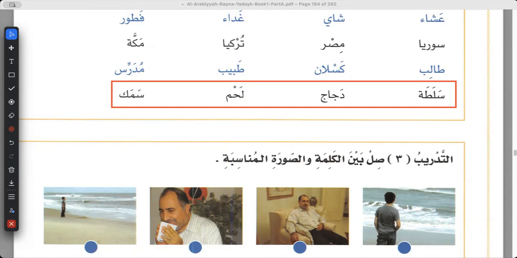Salato. I heard somebody saying salad. I didn't see salad written here. You have salato.